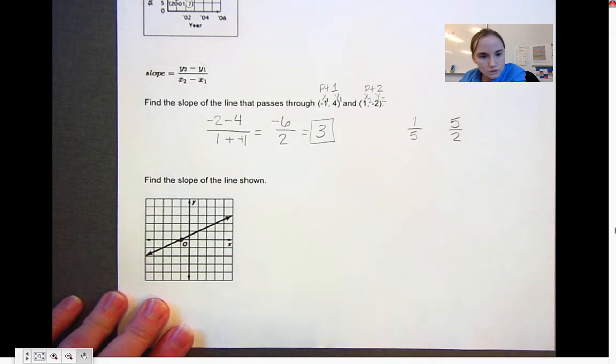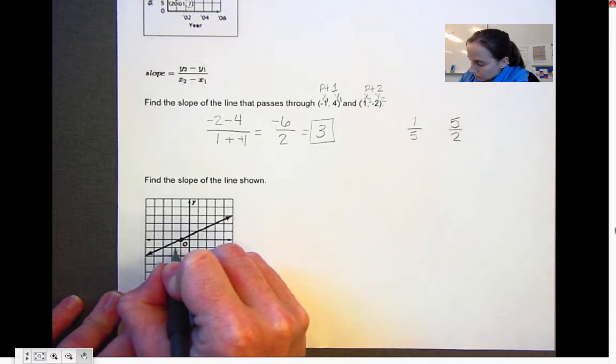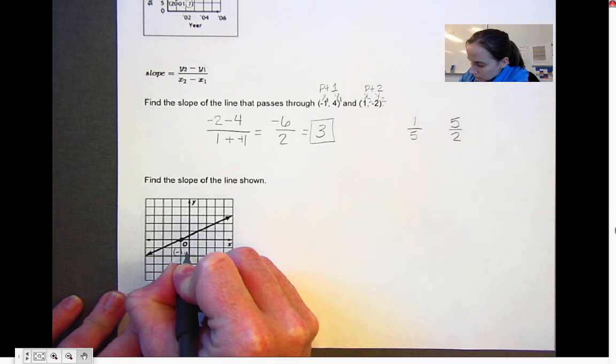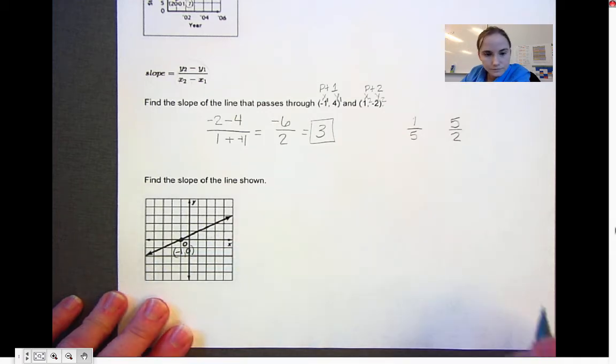And you remember how to identify points, the x first and then the y. Since this lies on the x-axis, that means that the y value is going to be 0. So we go over -1, so this point is -1, 0.